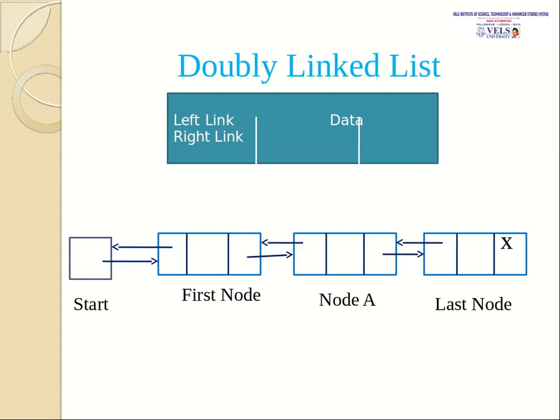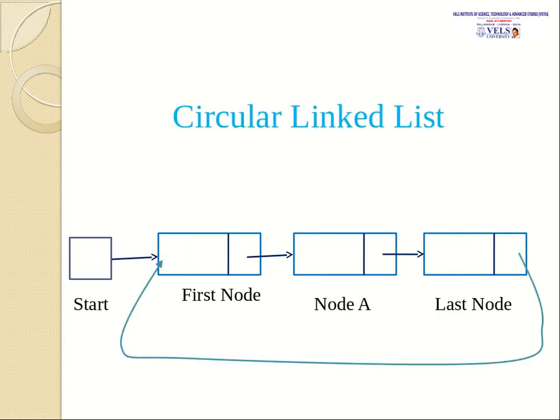So it has two links, called the left link and the right link. The left link will be pointing to the previous node and the right link will be pointing to the next node. This is called the circular linked list, where we can travel from the last node again to the first node. The last node's link, instead of being null, will be pointing to the first node. So traversing here is not only once, it can be done many times.